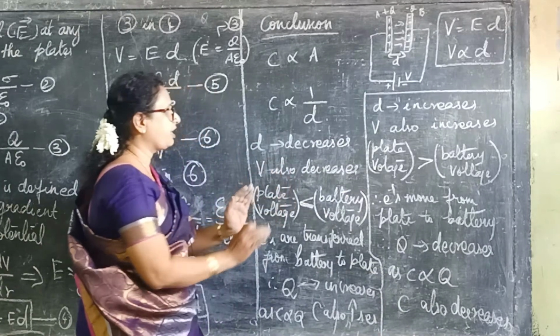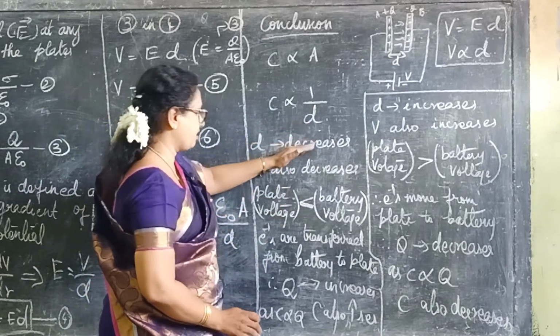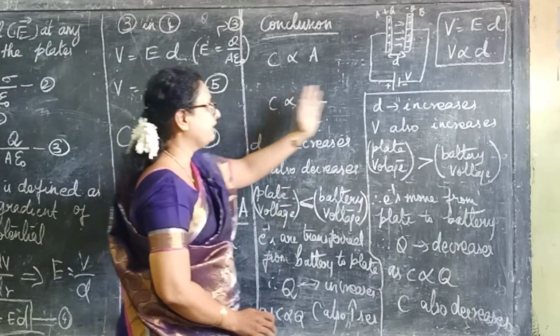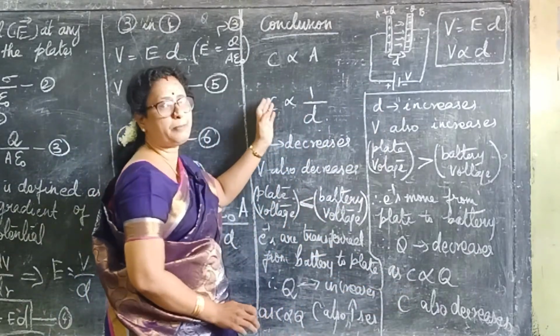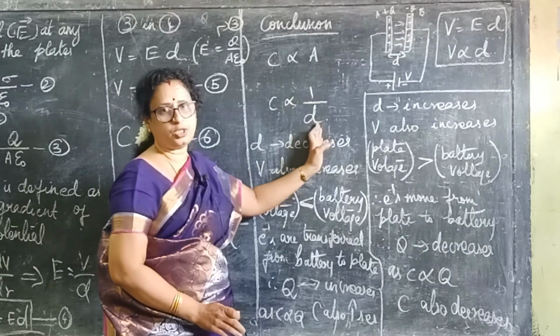So what is the final conclusion? When D decreases, capacitance increases. When D increases, capacitance decreases. That is why we say capacitance is inversely proportional to the distance.